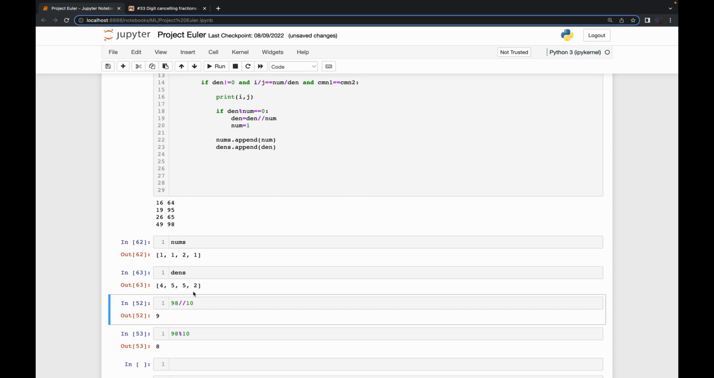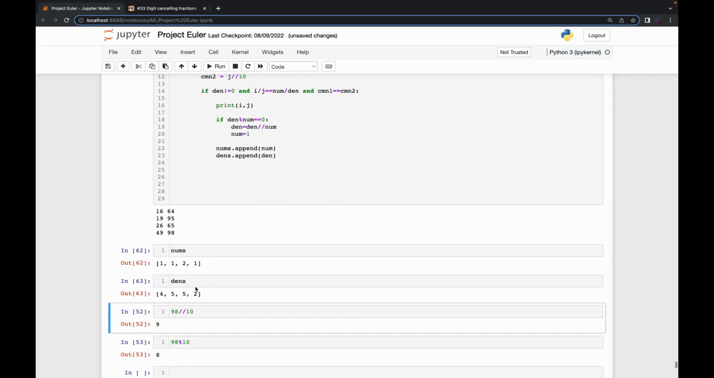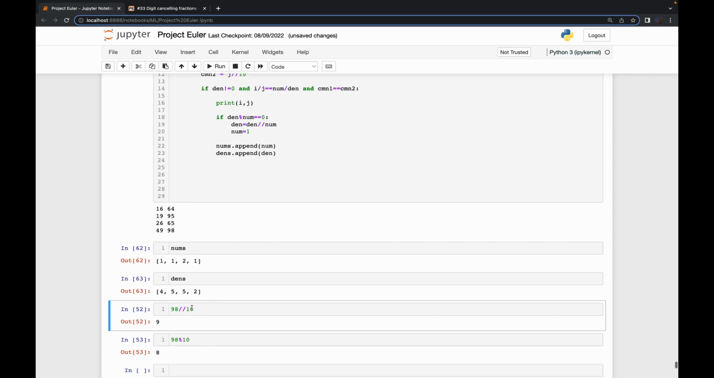Now if we check our numerators, we have found 1 1 2 1, and for the denominators 4 5 5 2. Here the numerator has only a 2, and this 2 and this 2 cancel, and what remains is 4 5 5. That is 4 times 5 times 5, which becomes 100. I think 100 will be our answer.